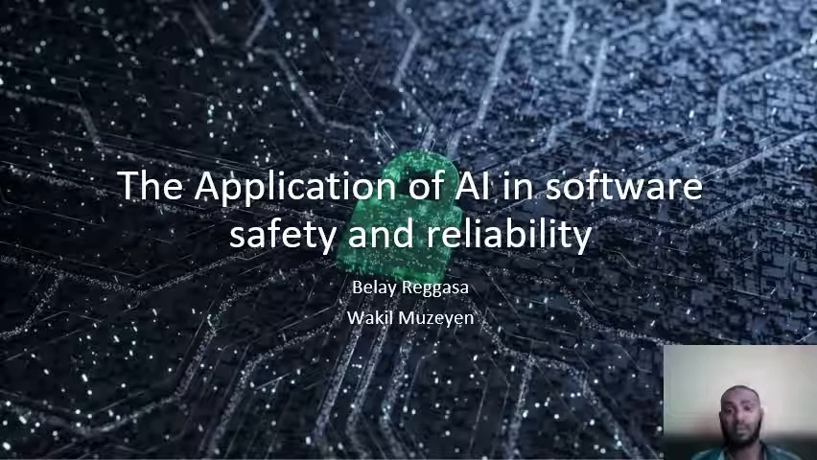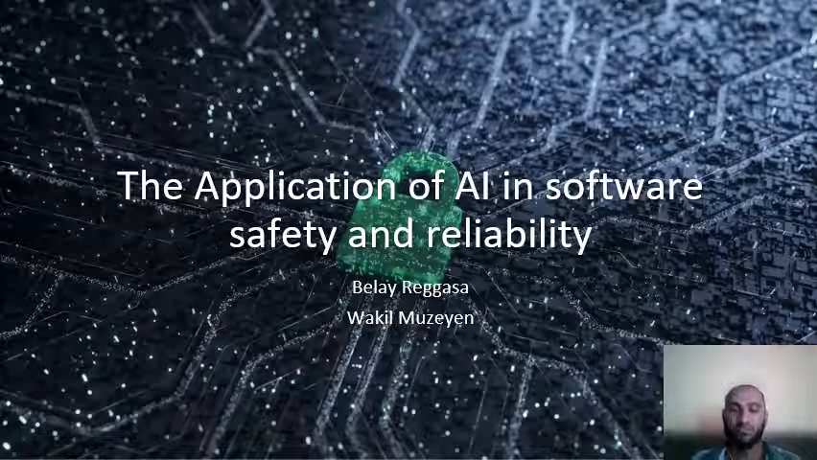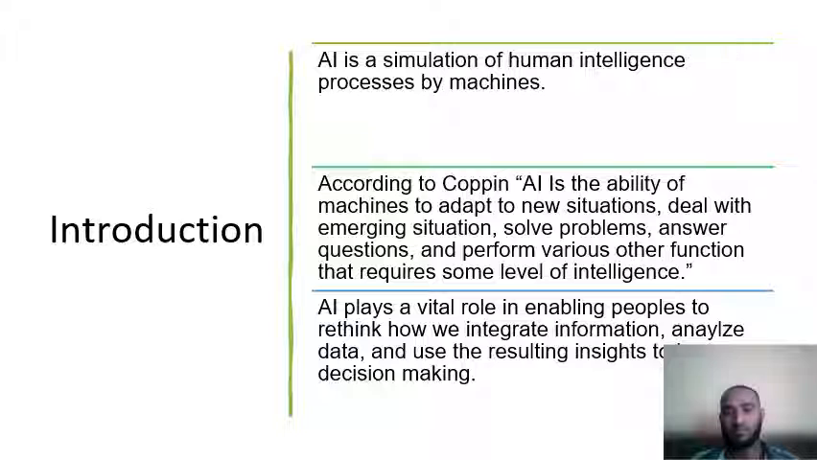Today we're going to talk about the application of AI in software safety and reliability. So the first slide is going to be the introduction part. Basically, it's going to define what AI is and why we use AI.